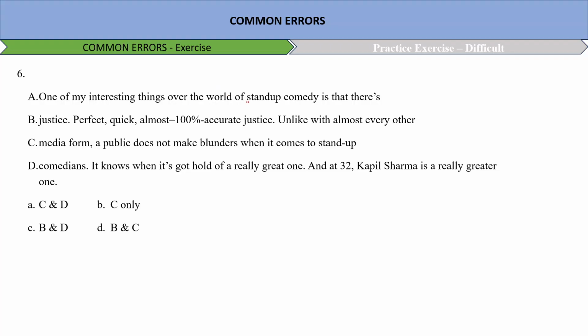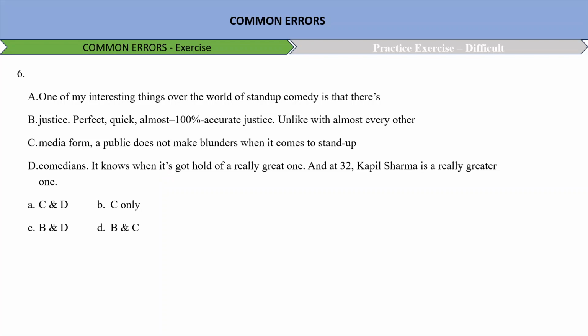One of my interesting things over the world of stand-up comedy is that there's justice. Perfect, quick, almost 100% accurate justice. Unlike with almost every other media form, a public does not make blunders when it comes to stand-up comedians. It knows when it's got hold of a really great one. And at 32, Kapil Sharma is a really greater one.